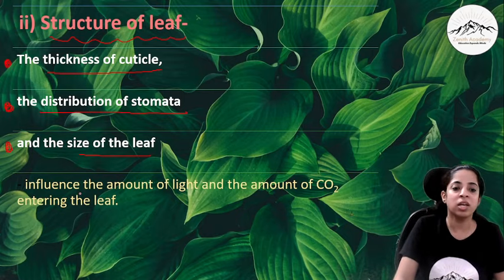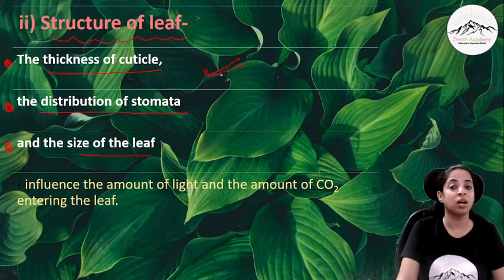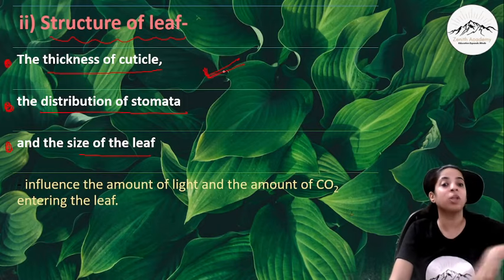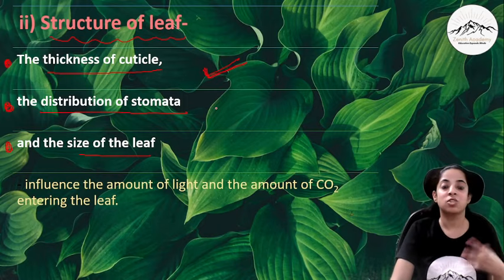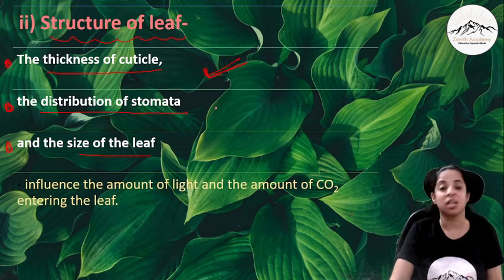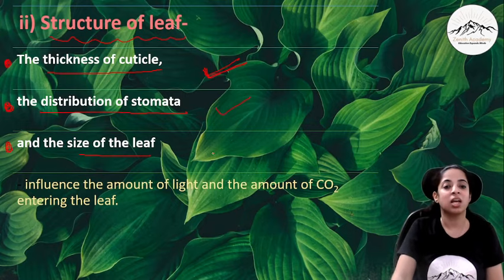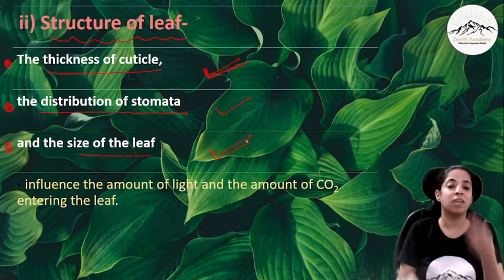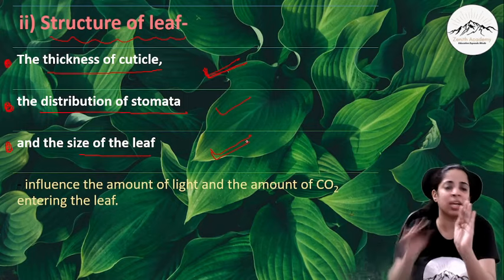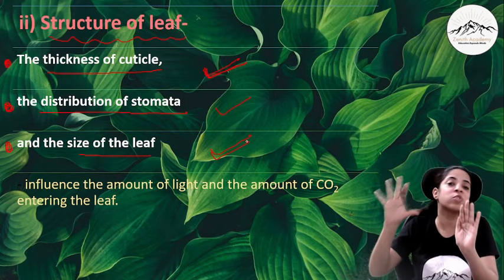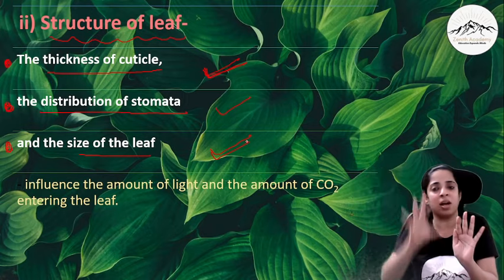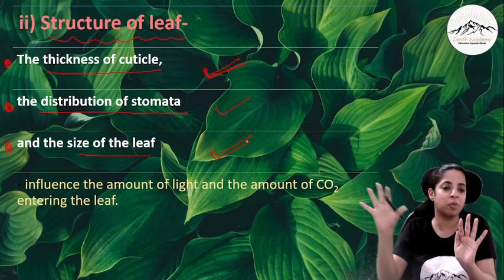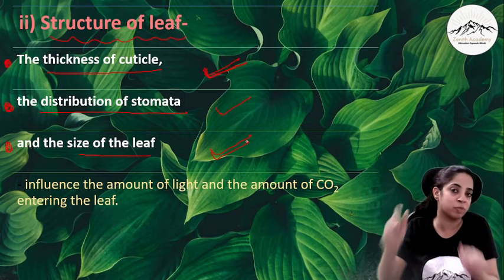Correct? So these three factors: thickness, if the cuticle is very thick, the light will not be able to enter properly. Stomata is less or scarce, then the photosynthesis will be less. And if the size of the leaf is small, it is not very large or flat, then also the photosynthesis is reduced. And if you take two plants, एक का size small है, एक का size big है, okay, so which will have more photosynthesis? The leaf having big leaf, okay, because the surface area is increased for the absorption of sunlight.